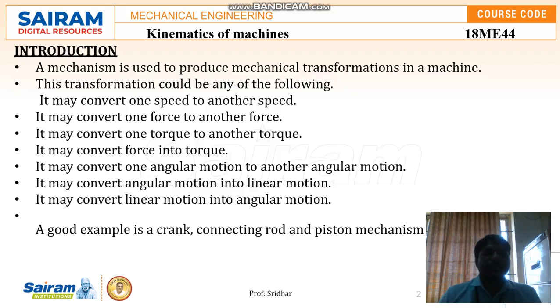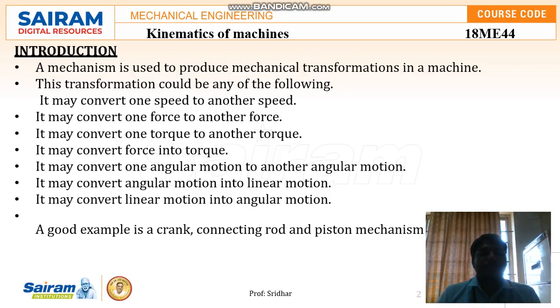These transformations could mainly be used to convert from one speed to another speed, that is, speed variation. The speed depends upon the required condition. Whether we need to increase the speed or decrease the speed, we require some mechanisms. So the transformation in machines may convert from one speed to another speed. Next, it may convert one force to another force.